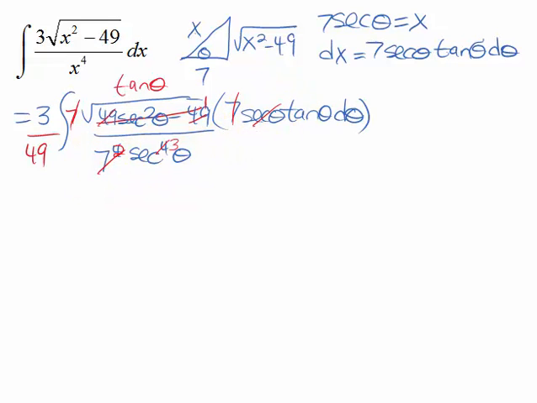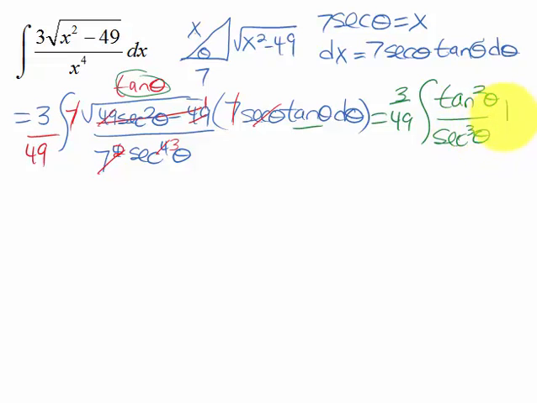And so let's rewrite what we have. We have 3 over 49 integral of tangent squared theta, there's one there and there's one there, over secant cubed theta d theta. Now, in looking at what I might do with that, if I could rewrite this in terms of secant using the Pythagorean identity, then I can combine the secants. So I'm going to replace tangent squared, using the Pythagorean identity, with secant squared theta minus 1.